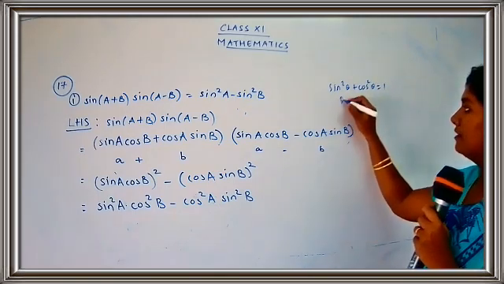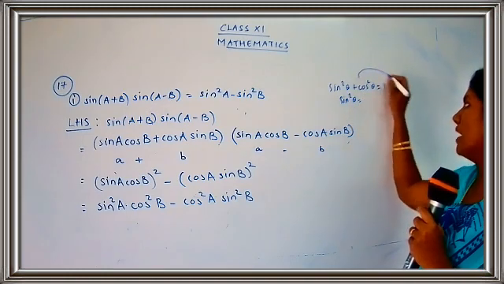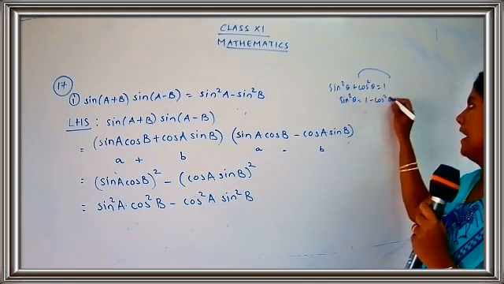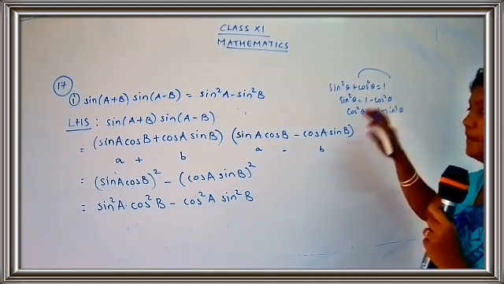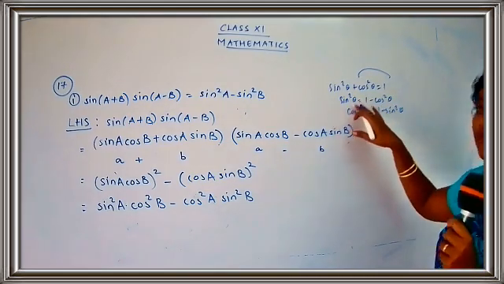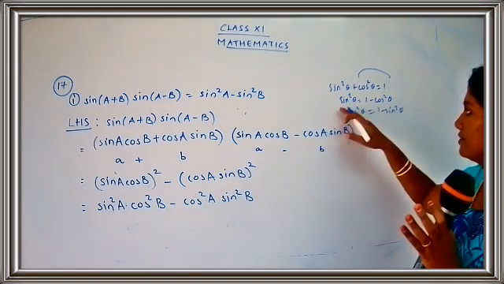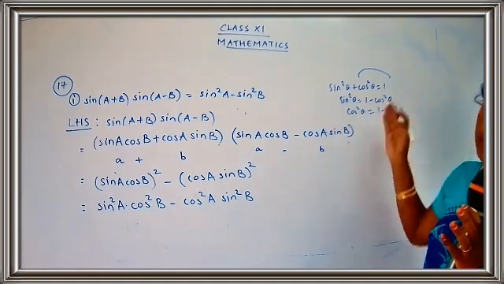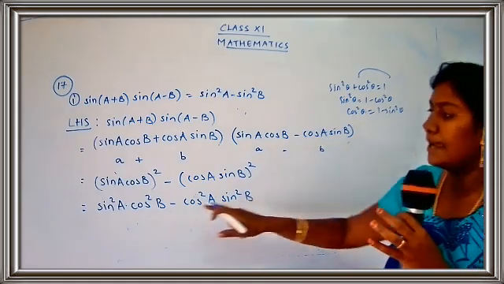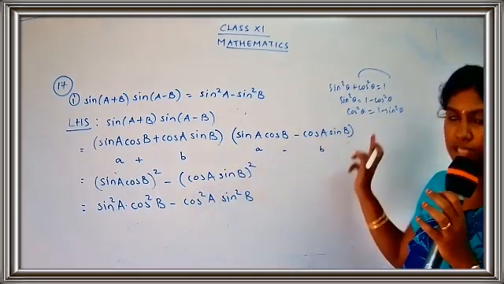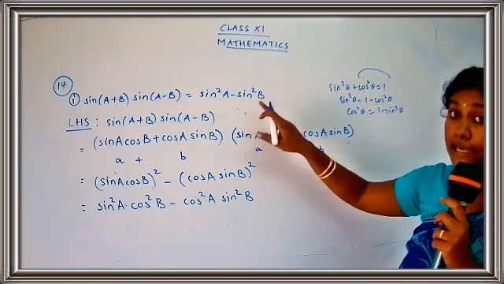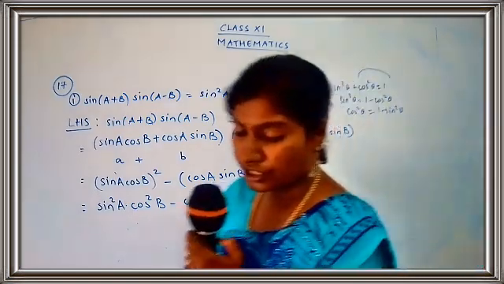That is, sin²θ will be 1 minus cos²θ, and cos²θ will be 1 minus sin²θ. You can just replace the value in the way you need. You can write it in terms of sine or in terms of cos. So what I'm going to do is change the cos in terms of sine, because in the RHS part I need sine. So let's go for the change now.